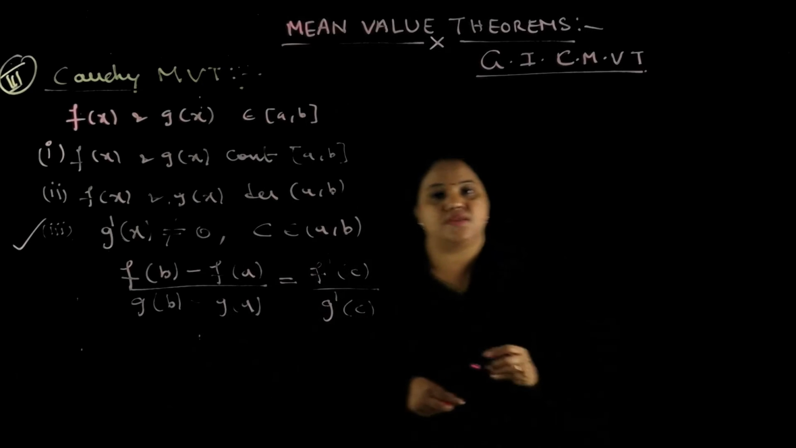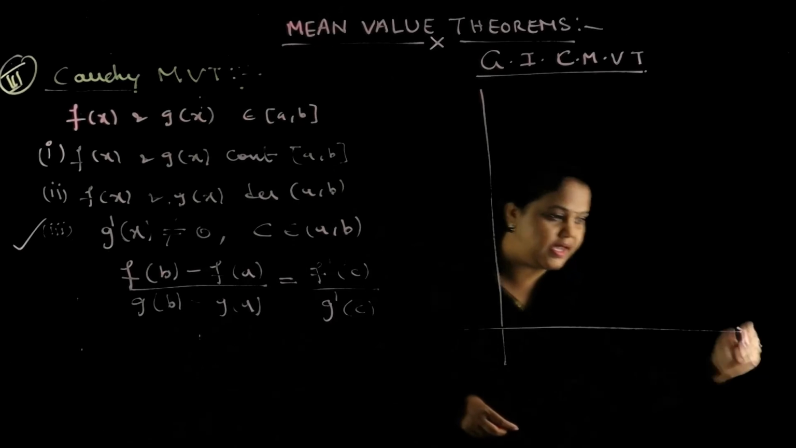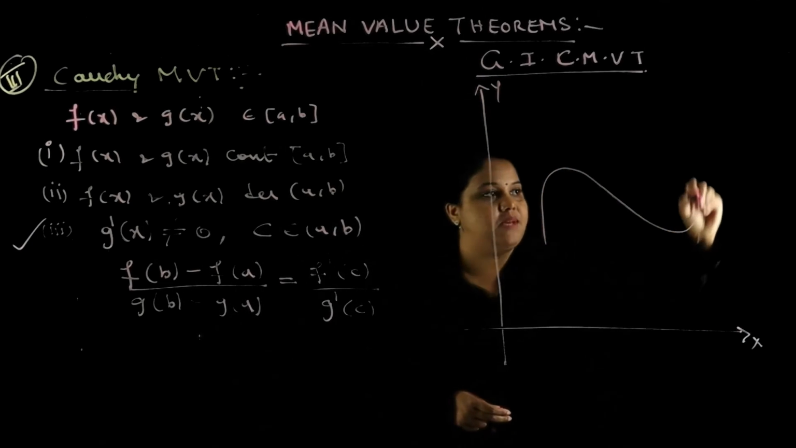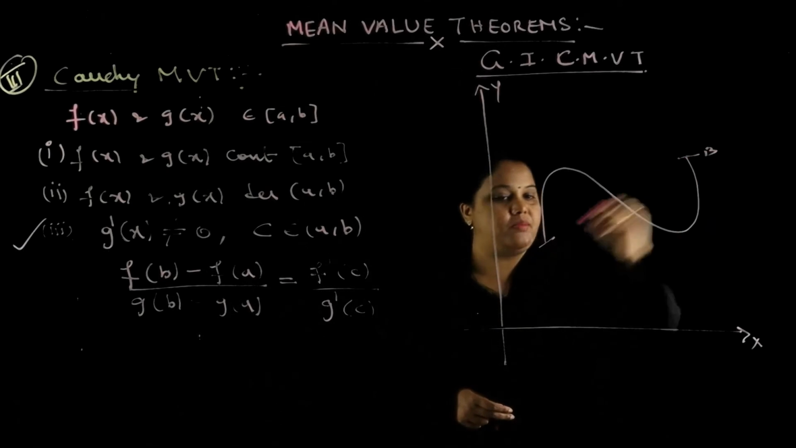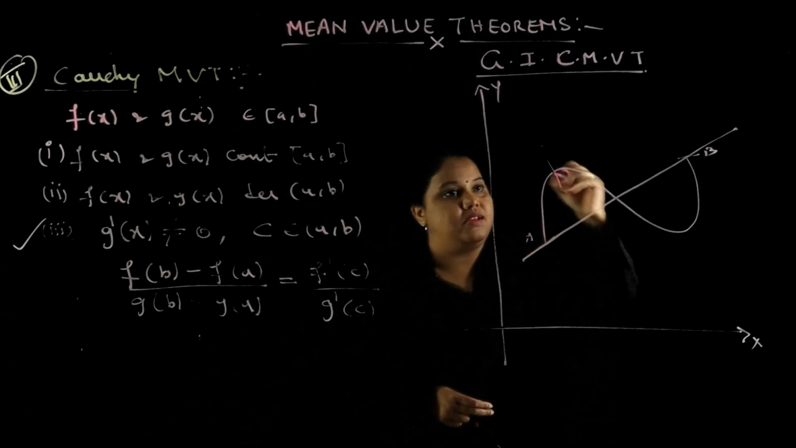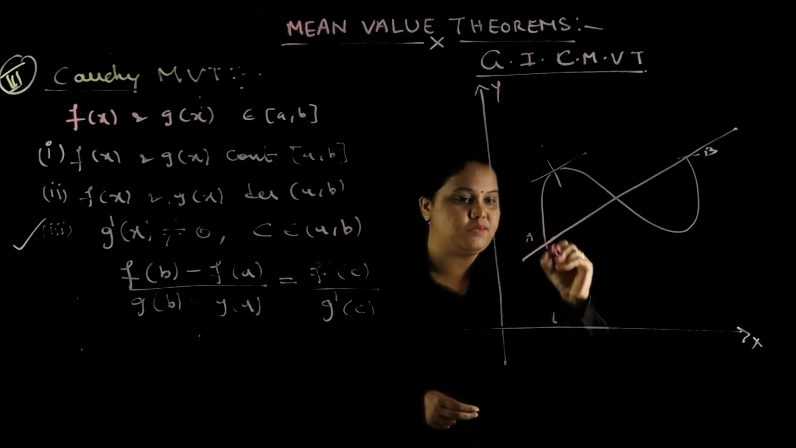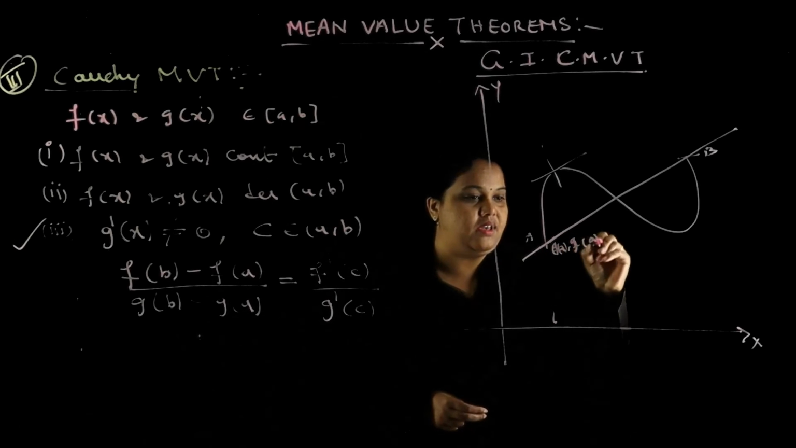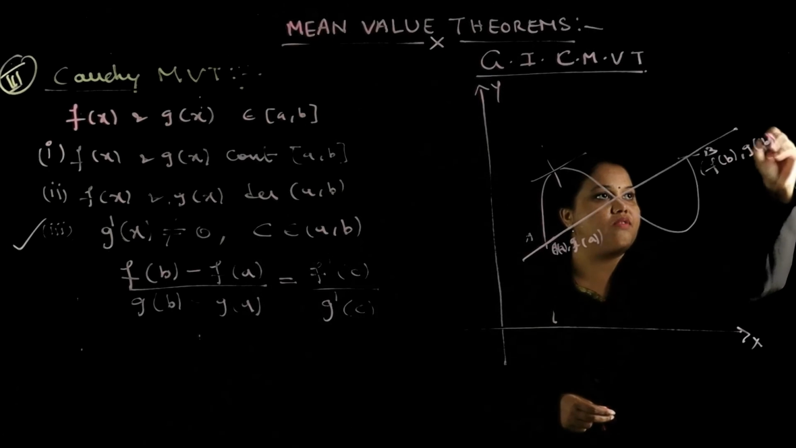So, the geometric interpretation of Cauchy mean value theorem, let me take this as x-axis, this as y-axis. Let me draw a curve something like this, and this is a point called A, this is a point called B. If you observe, I am going to take like this. Here you can draw a tangent. Here, this point is nothing but A comma, f of A comma, g of A, and this is nothing but f of B comma, g of B.